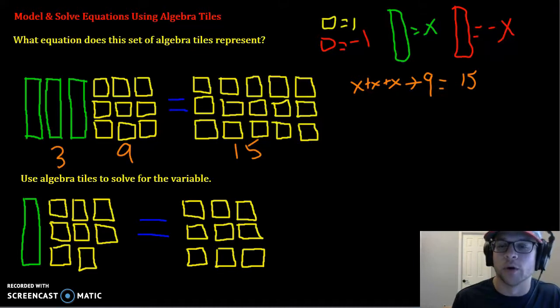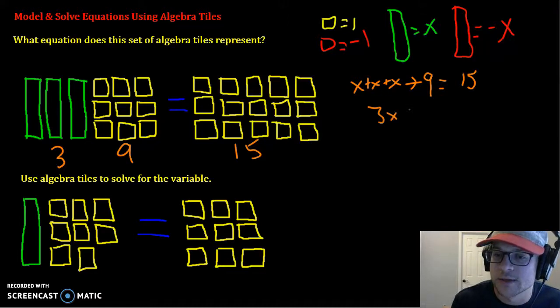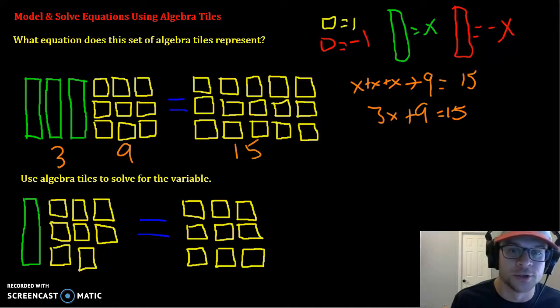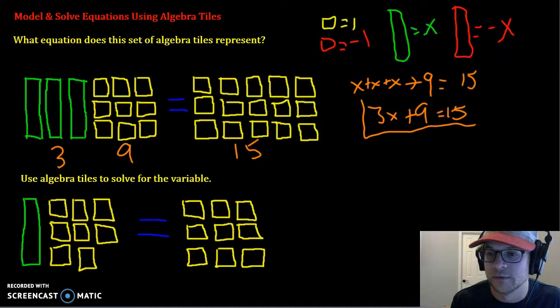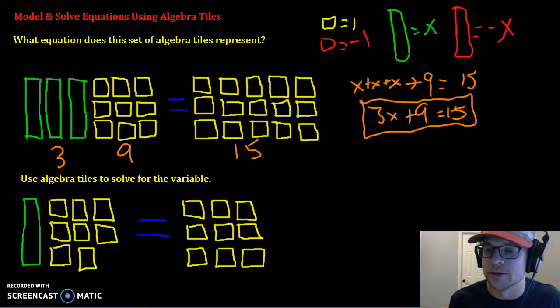But we need to make sure that we're combining like terms. So instead of writing an x plus an x plus an x, there are 3 of them, so you're going to use 3x plus 9 equals 15. The directions are just to write the equation that represents this algebra tile arrangement, and that's what that equation is: 3x plus 9 equals 15.